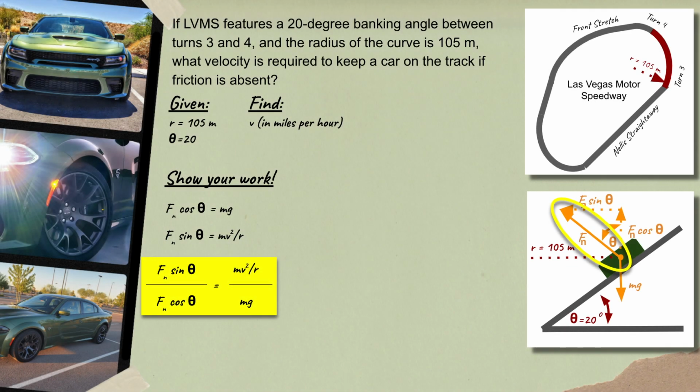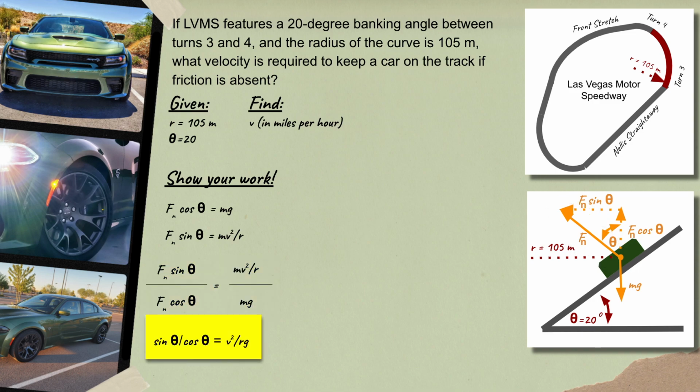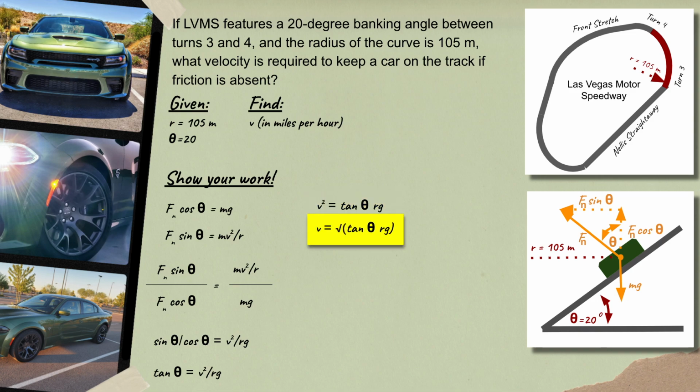Since we know sine theta over cosine theta is the equivalent of tangent theta, remember that? We can write the following equation. And since the normal force cancels out as well as the mass, the equation is reduced to sine theta over cosine theta, which is the same as saying tangent theta equals v squared over r times g. From here, we can solve for v squared, which is tangent theta times r times g. And taking the square root, we can find v, the velocity.